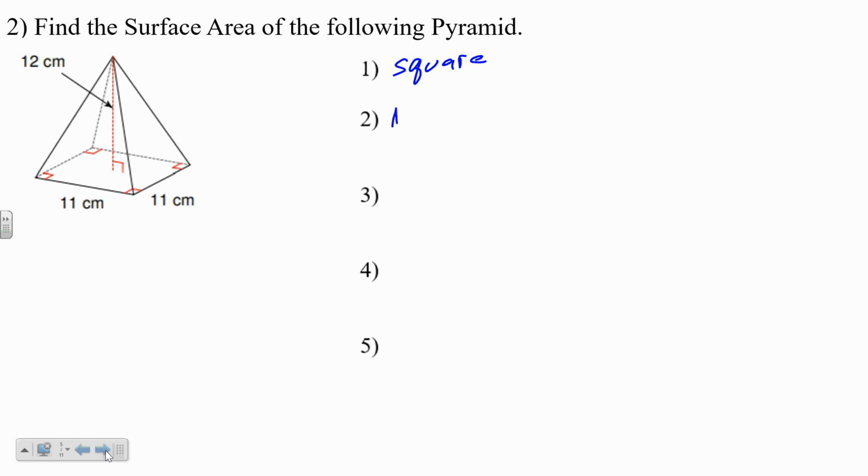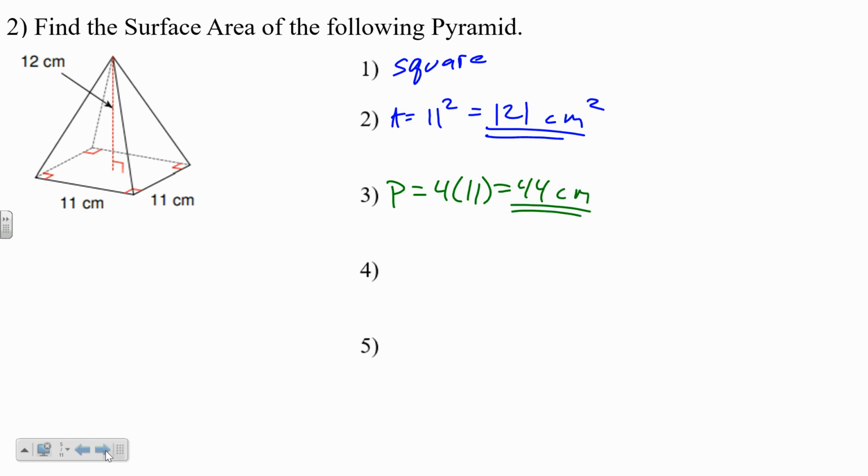So the area of this one is 11 squared, so that's 121 centimeters squared. Again, that's an area, so it's squared. The perimeter is 4 times 11, so that's 44 centimeters. It's not an area, so it's not squared. Then this is where it gets a little bit more difficult.